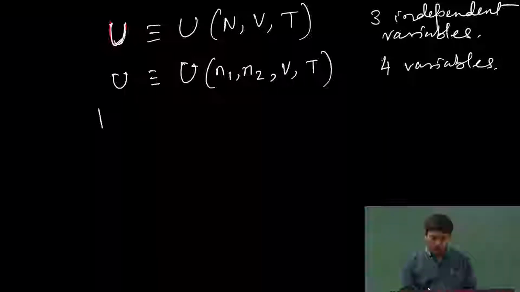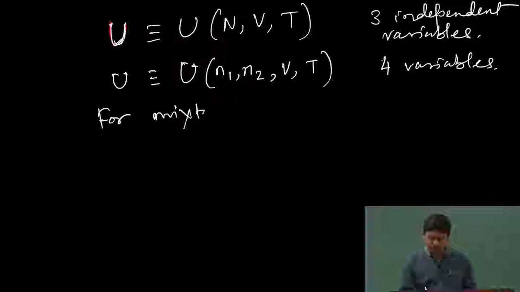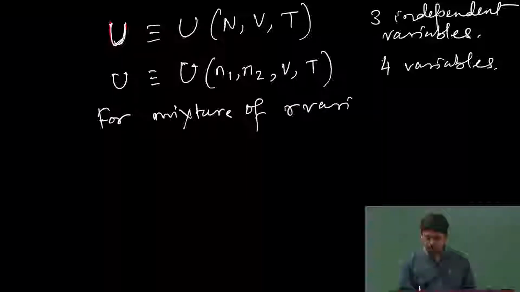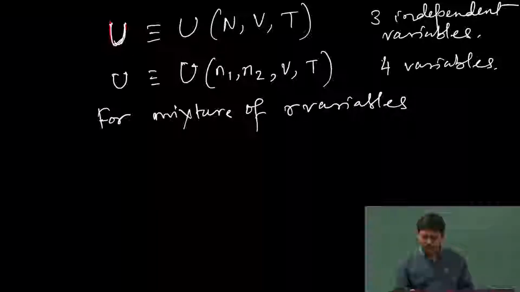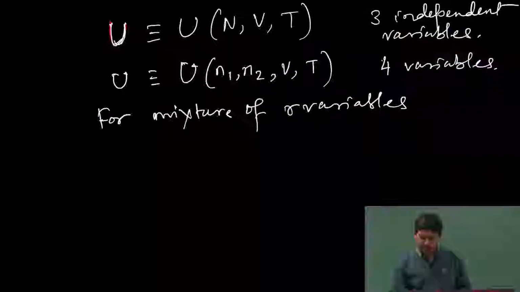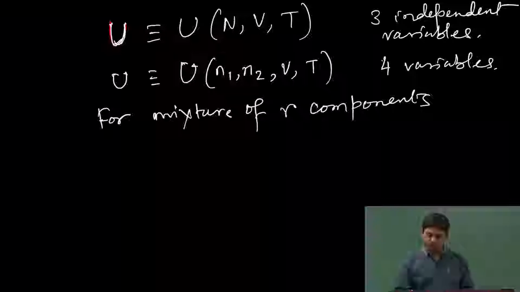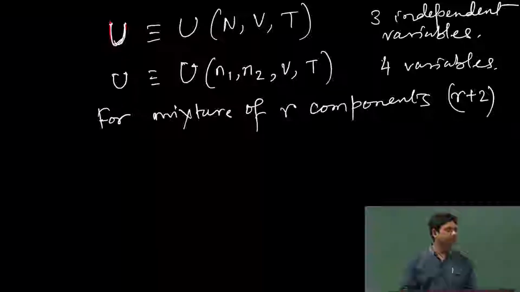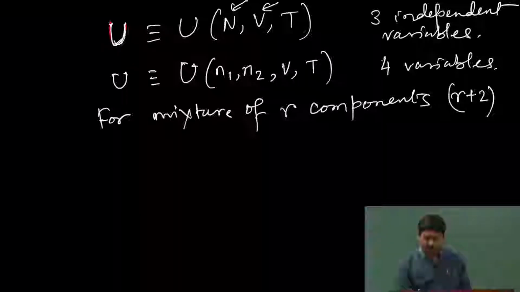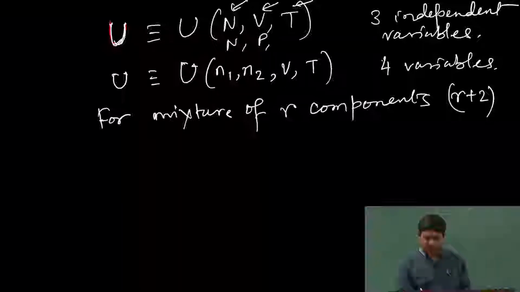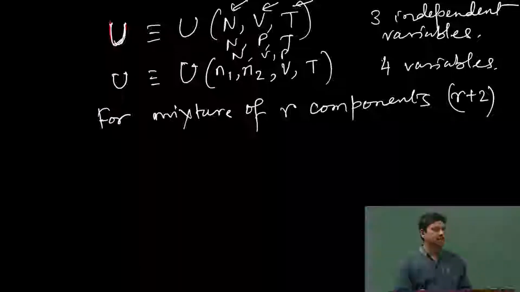So, in general, for a mixture of R components, rather than variables, we will just clarify that, how many independent variables will there be? For one component 3. So, for R components there will be R plus 2 independent variables. The other variables will be dependent on those. Once you specify the number of moles, volume and temperature, or the number of moles, pressure and temperature, or number of moles, volume and pressure, U can be determined from that.